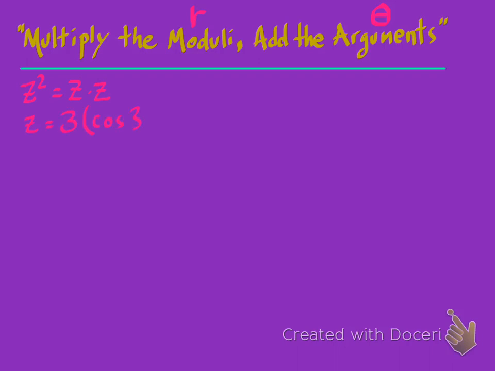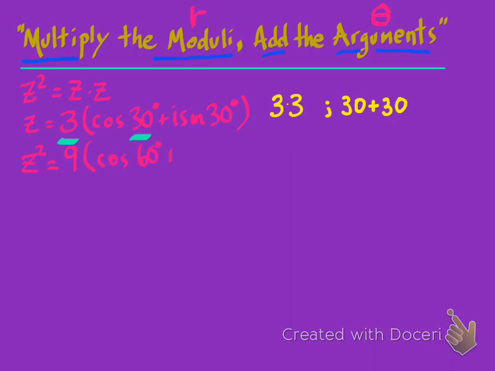So if I let z equal something like 3 times cosine 30 plus i sine 30, then we are remembering that to multiply the moduli means 3 times 3, and adding the arguments means 30 plus 30. So z squared then is simply 9 times cosine 60 plus i sine 60. The 3 times 3 gives me 9, and 30 plus 30 gives me 60.